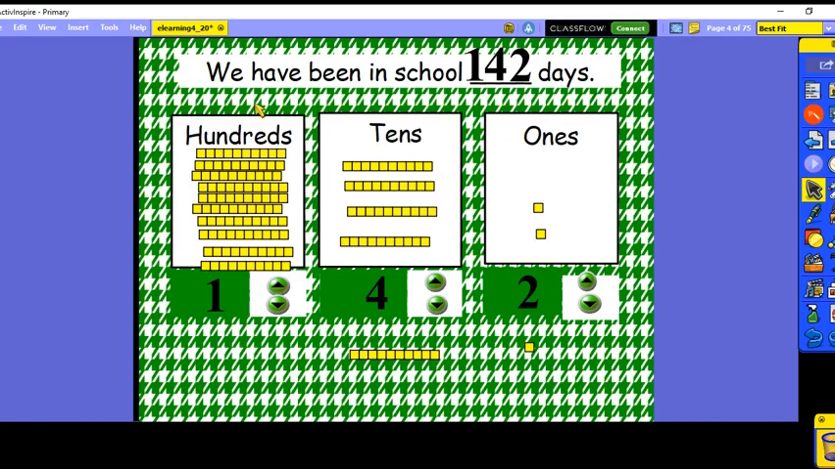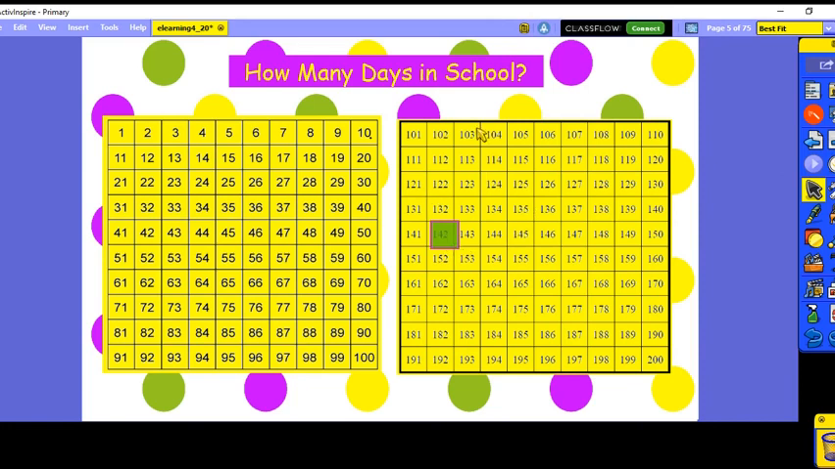Okay, let's look at our sentence. We have been in school 142 days. Let's check it out. Here's 100. That's 10 tens. 10, 20, 30, 40, 50, 60, 70, 80, 90, 100. Here's 40. 10, 20, 30, 40. Got 4 tens. That's 40. And here's our 2 ones for 2. So we have 142 days of school. Here it is on our 200 chart, 142.